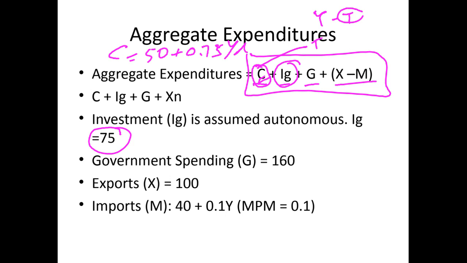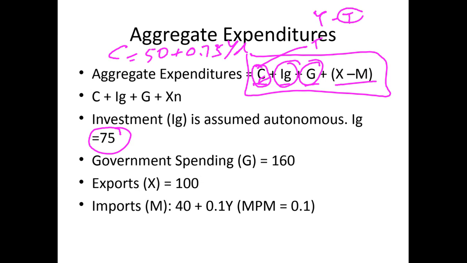It has nothing to do with the interest rate, the political situation in the country, or whether our government policies are conducive for investment. There are so many other factors, but for the sake of simplicity, we're assuming that investment is autonomous, $75 million. Similarly, we are also assuming that government expenditures are autonomous, but not necessarily. But here we are assuming that government spending is autonomous, and the number is $160 million.